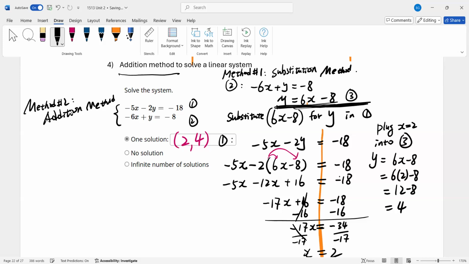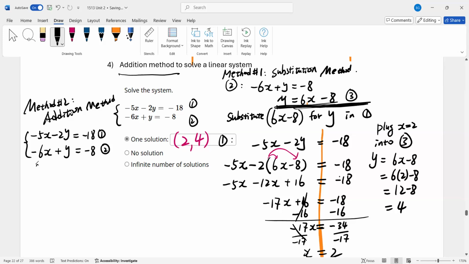I'm going to rewrite the two equations again here. -5x minus 2y equals -18. That's equation 1. Equation 2, -6x plus y equals -8. Yeah, double check the copy is correct. All right, so let me show you how to use the addition method to eliminate one of the two variables.